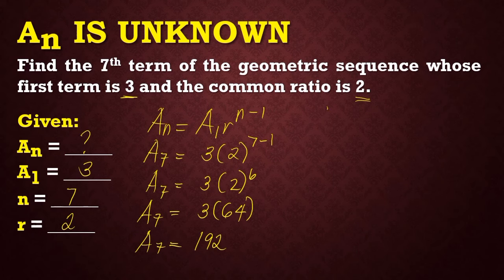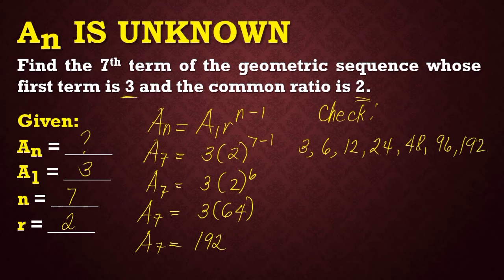To check, pwede nating ilista yan. Yung first term natin is 3. Mag-multiply ka ng 2, that is 6. Another 2, 12, and then 24, 48, 96, and then 192. Kung bibilangin natin yan, makikita na yung 192, 7th term nga siya ng ating geometric sequence.